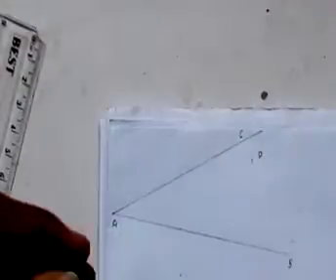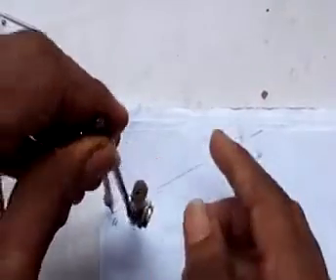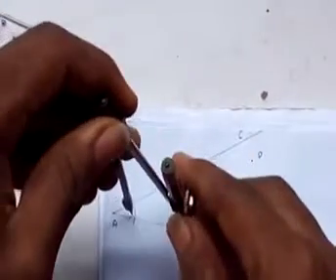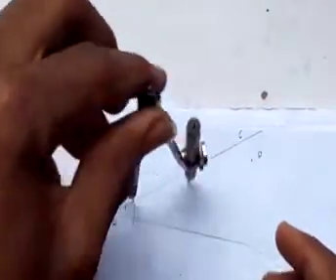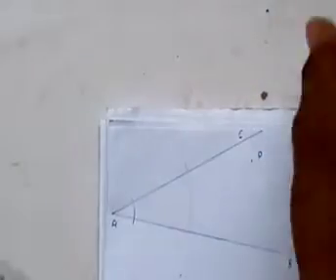All you need to do is bisect this angle. Put your compass to the required radius, extend it again, to the right, then bisect it.